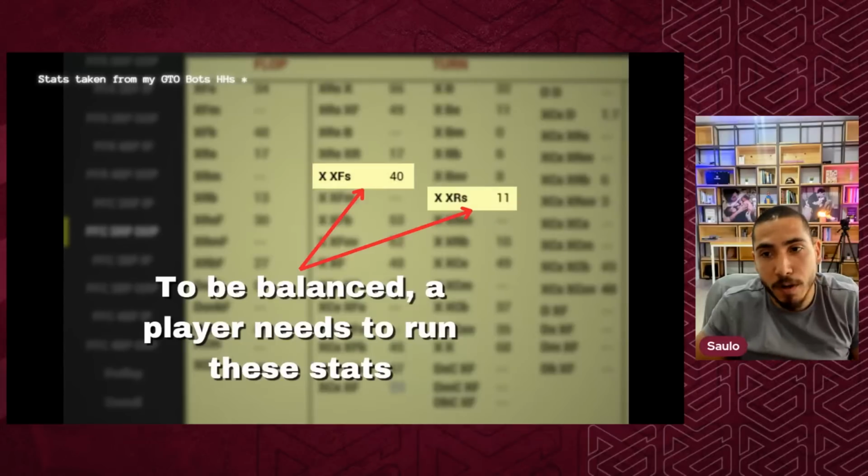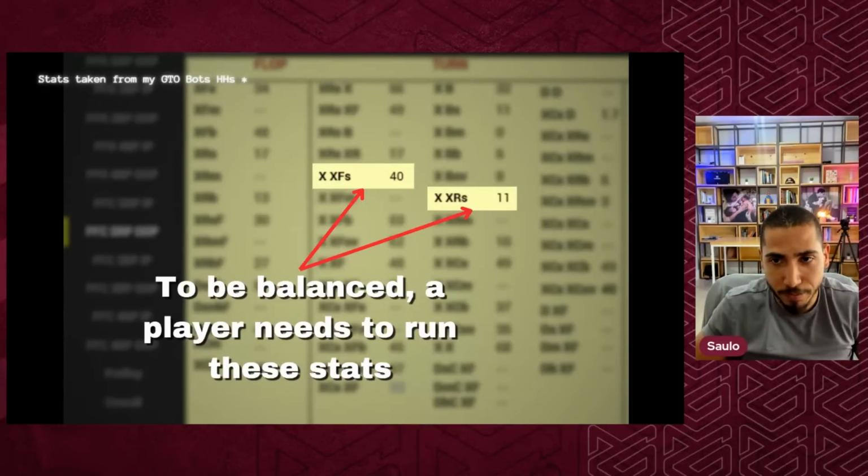So for this particular spot, in this example we're seeing here, I decided to take a look at what would be the unexploitable behavior of someone facing a small delayed CBET. So you see there on your screen, those are the stats that someone would need to run if they want to be unexploitable as the big blind facing a small delayed CBET. So we see 40% fold versus small delayed CBET and 11% check-raise facing the small delayed CBET.